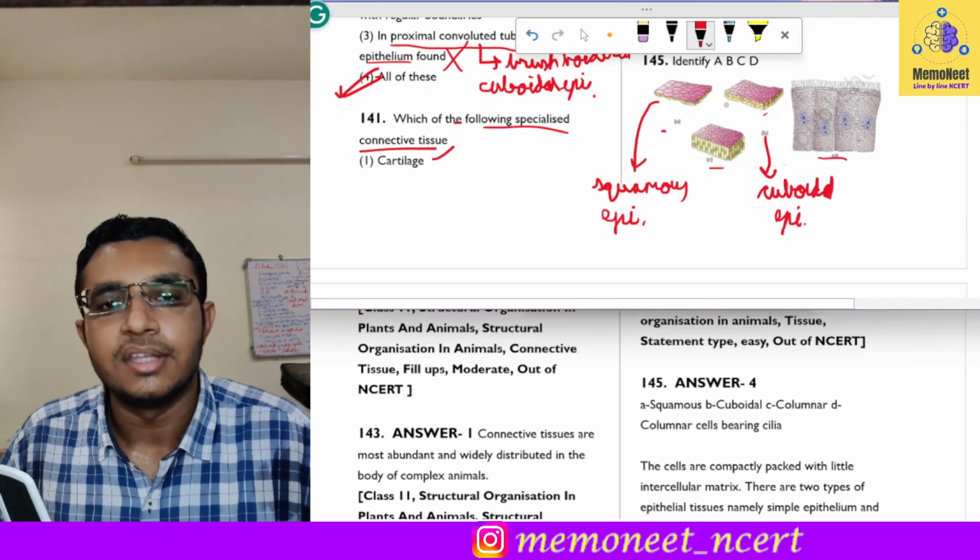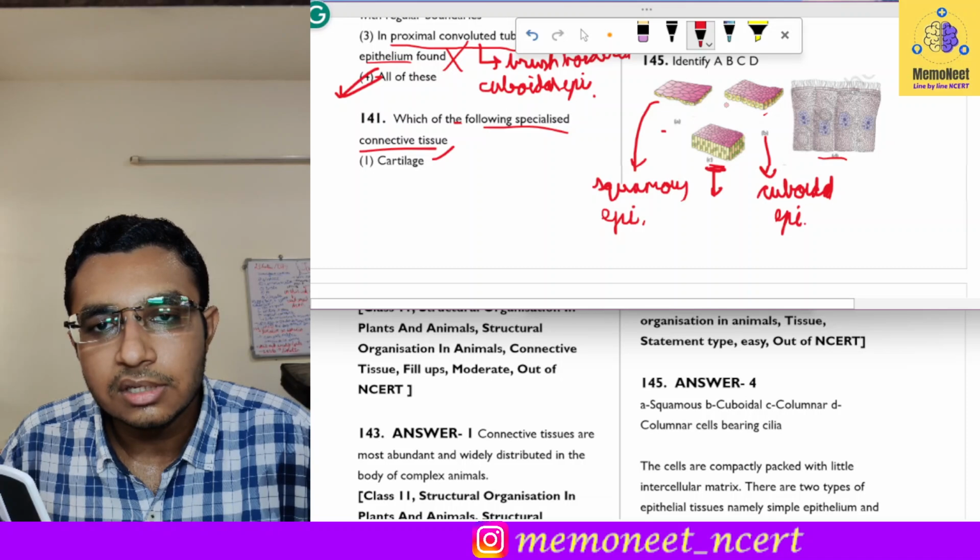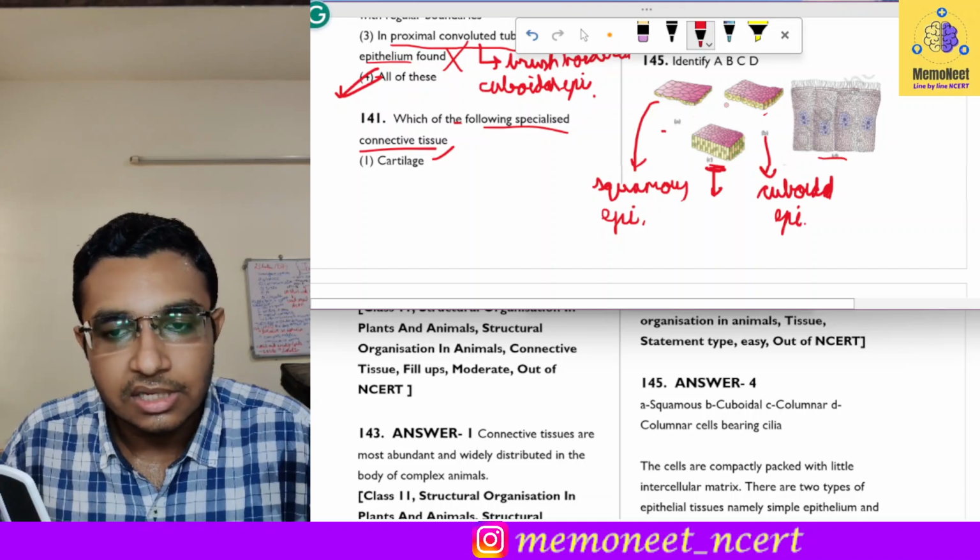Then what is C? So in the C you can see the tall columnar cells. So C are the columnar cells.